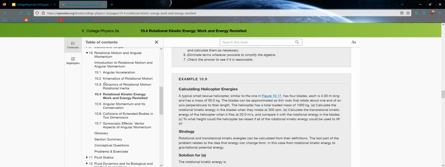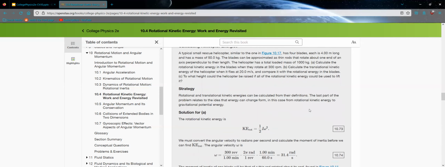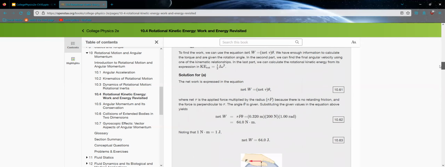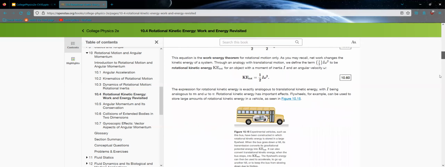Given this information, can you calculate the rotational kinetic energy in the blades as they rotate at 300 rotations per minute? And then calculate the translational kinetic energy of the helicopter when it flies at 20 meters per second and compare that to the rotational energy of the blades. Lastly, to what height could the helicopter be raised if all the rotational kinetic energy could be used to lift it? So a lot of stuff there, but if we consider our equations and our variables, the equations are shown above here, right? So you have to go through the book to find the equations to solve these problems.